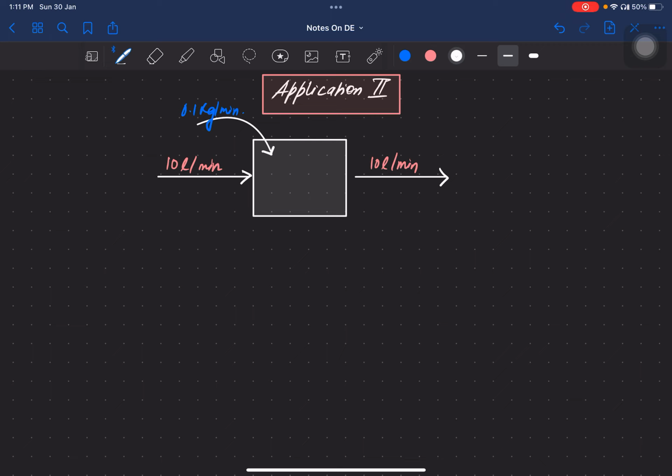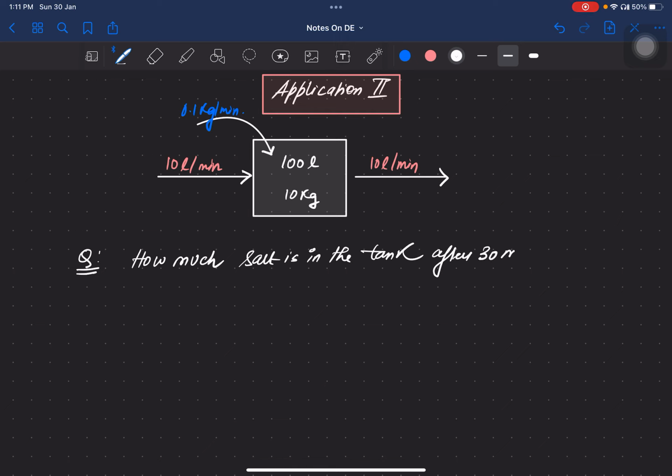Now let us write the initial conditions. Initially, the tank has 100 liter of water with 10 kg of salt. The question is to find the amount of salt in the tank after 30 minutes. So how much salt is in the tank after 30 minutes?